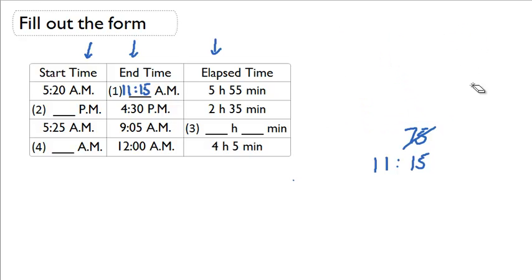After erasing this, we're going to move on to problem 2. Now, problem 2, what do we have? We have the ending time, and we have our elapsed time. So if we want to find a starting time, we have to subtract from our end time.